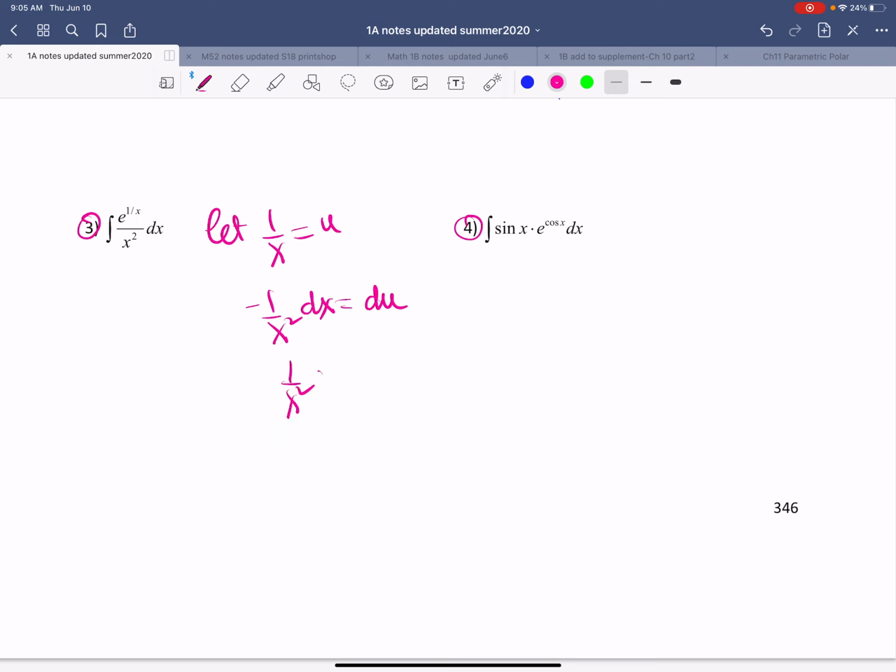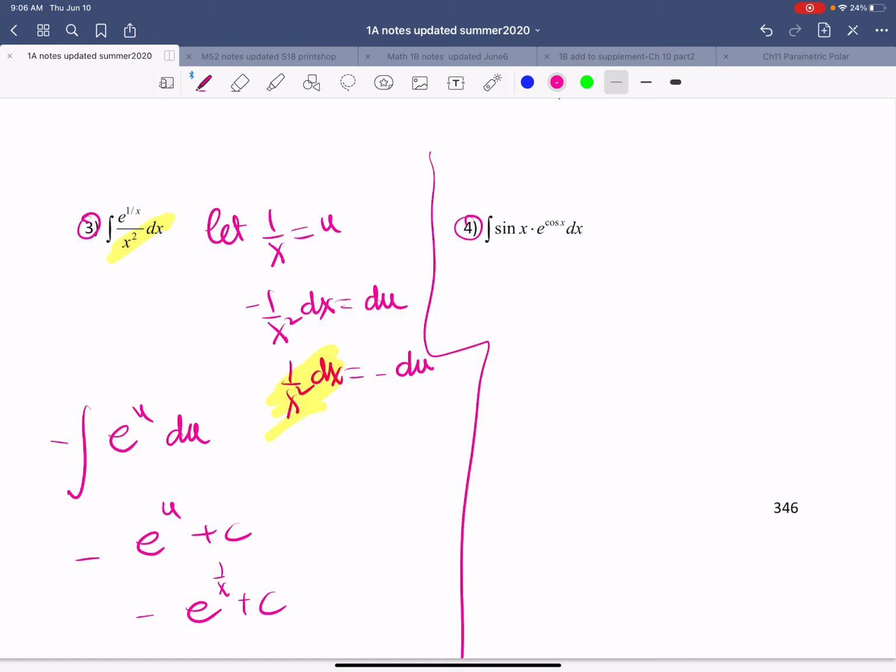Okay, so 1 over x squared dx is equal to negative du, and we are ready to convert this integral to e to the power u du, and the rest of everything went into my du. So the integral will be negative e to the power u plus c, which is negative e to the power 1 over x plus a c. And that's it. Don't forget to go back to x's at the end, because your problem didn't have u's in the beginning, so you cannot leave your final answer in terms of u's.